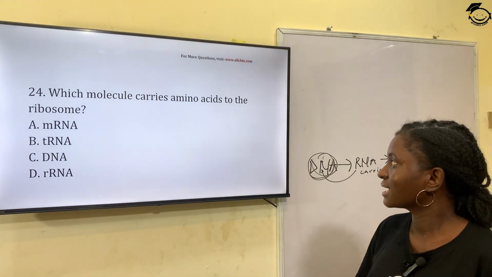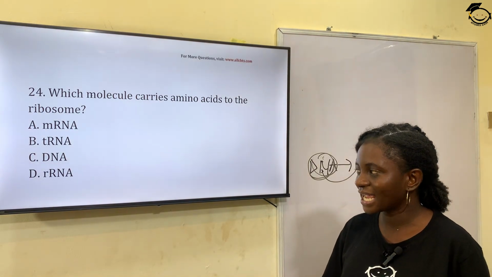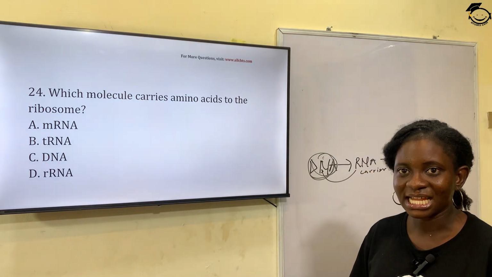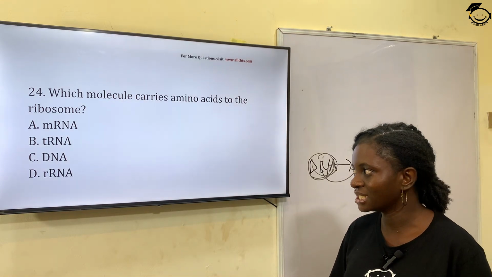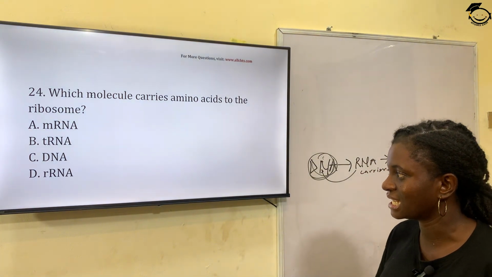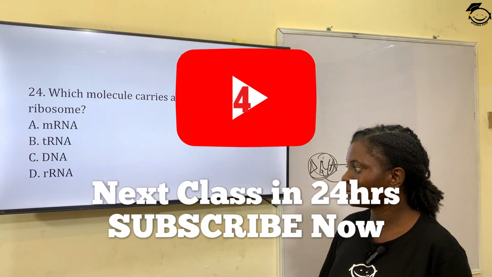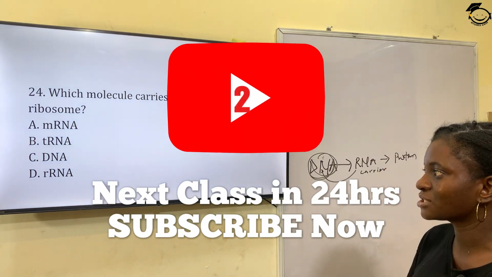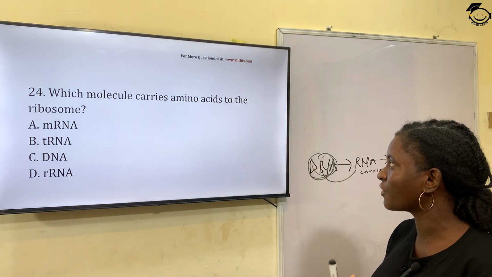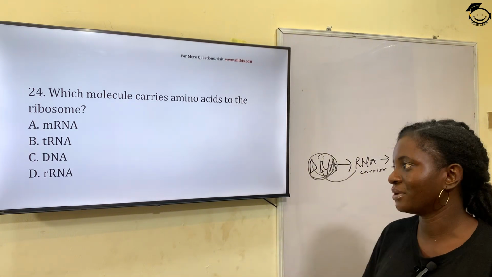Which molecule carries amino acids to the ribosome? A, messenger RNA, that's mRNA. B, transfer RNA, that's tRNA. C, DNA, deoxyribonucleic acid. D, rRNA, that's ribosomal RNA. So the correct answer to this question is tRNA, transfer RNA, which is responsible for carrying amino acids to the ribosome. Option B is the correct answer.